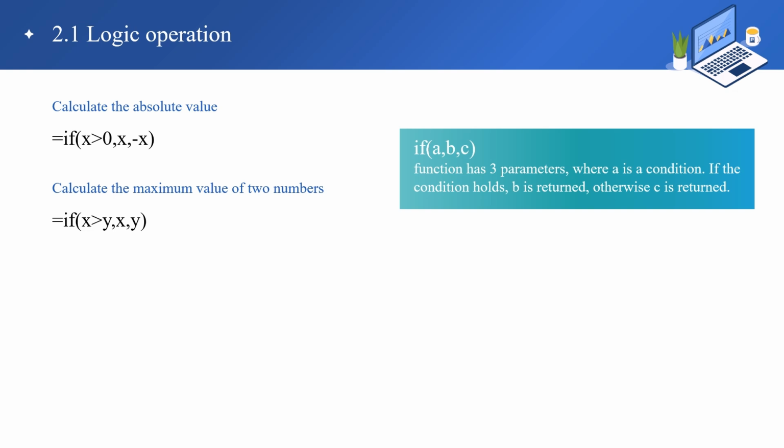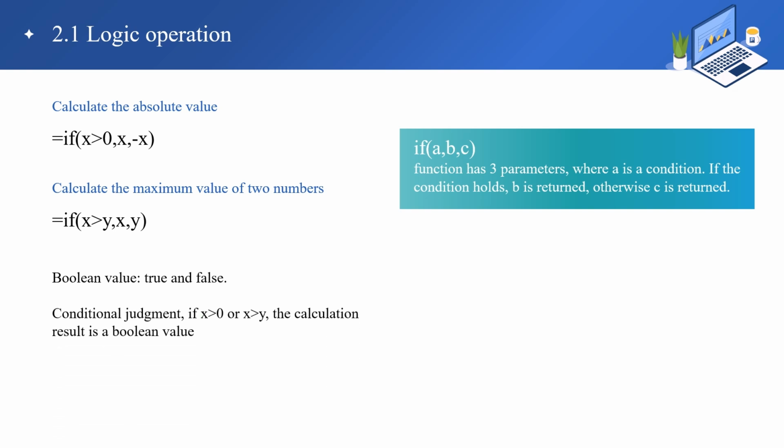Most modern programming languages have a data type called Boolean, which has only two values, true and false. Conditional judgment, such as x>0 or x>y, is also understood as a kind of calculation expression in programming language, just like our conventional arithmetic expression, except that its calculation result is a Boolean value. When this condition holds, its calculation result is true, otherwise the calculation result is false.